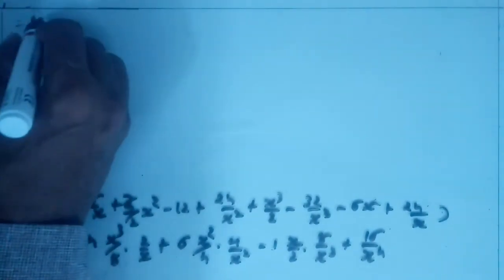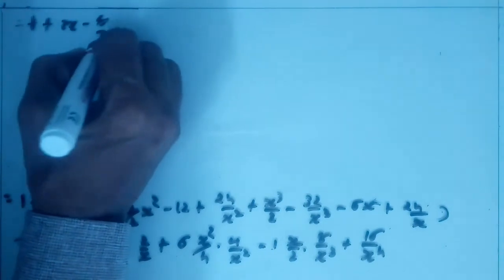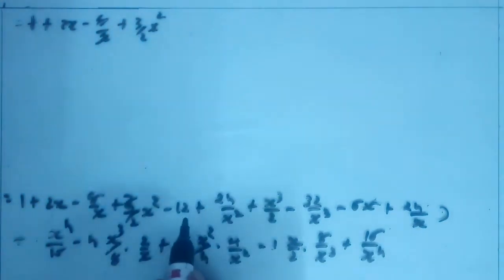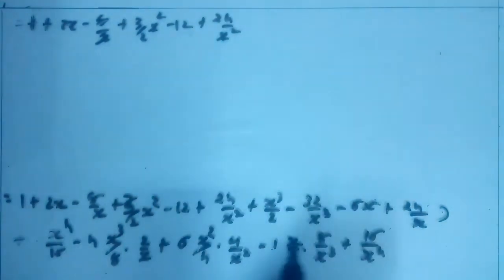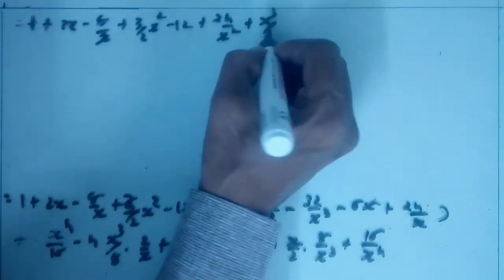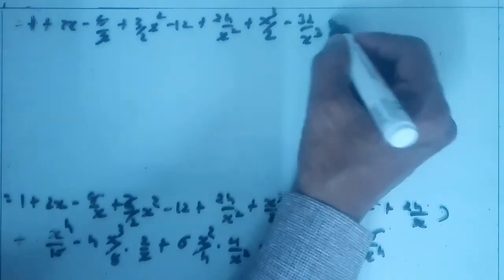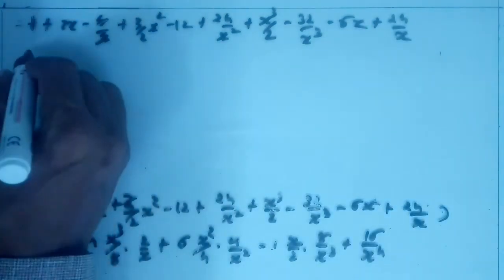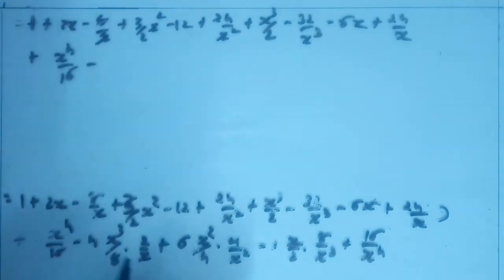1 plus 2x minus 8 upon x plus 3 by 2 x square minus 12 into 24 upon x square plus 24 upon x square plus x raised to 3 upon 2 minus 32 upon x raised to 3 minus 6x plus 24 upon x plus x raised to 4 upon 16 minus here x raised to 3 upon x becomes x square.